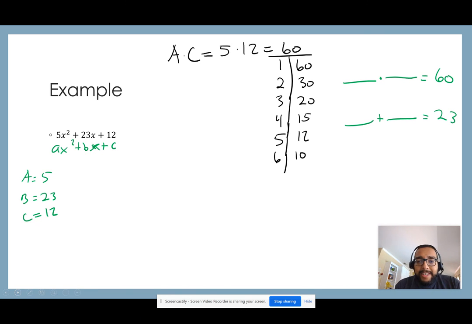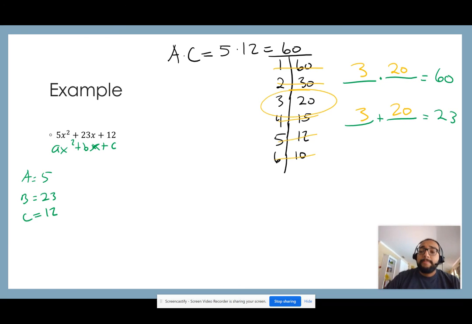Ready? 1 plus 60, 61. 60 minus 1 is 59. That doesn't work. 2 plus 30 is 32. 2 minus 30 is negative 28. That won't work. Ooh, 3 plus 20 is 23. That might work. Let's check the rest of them. 4 plus 15 is 19. That won't work. 5 plus 12 is 17. That won't work. And 6 plus 10 is 16. So that means 3 plus 20, if you didn't see that already, would work in this case.